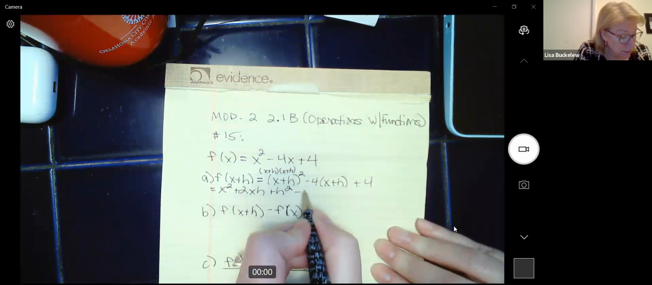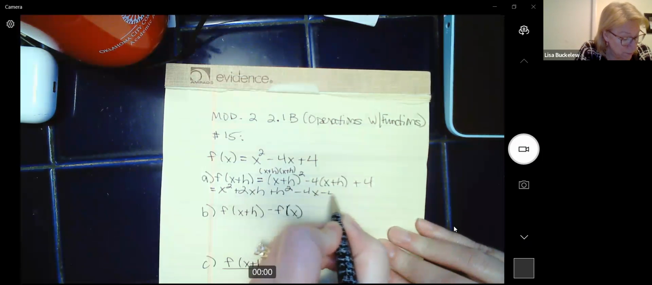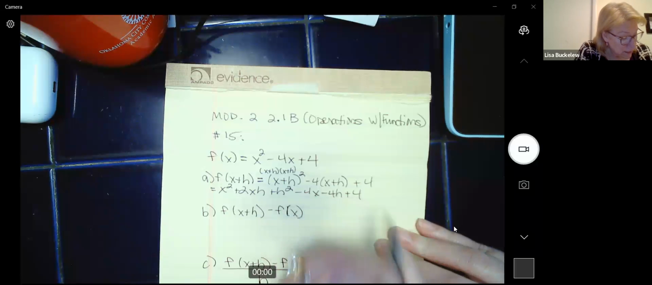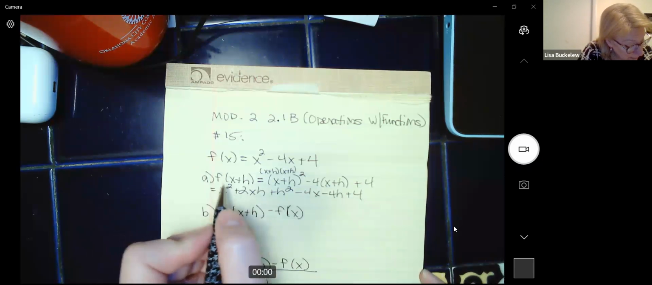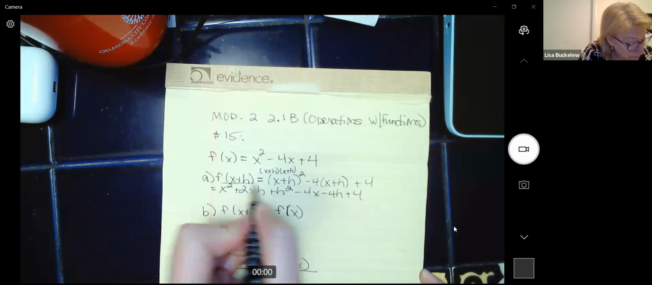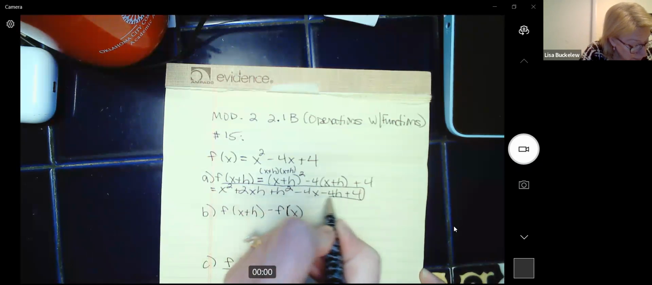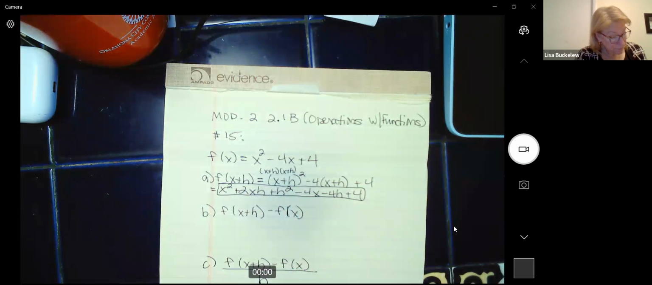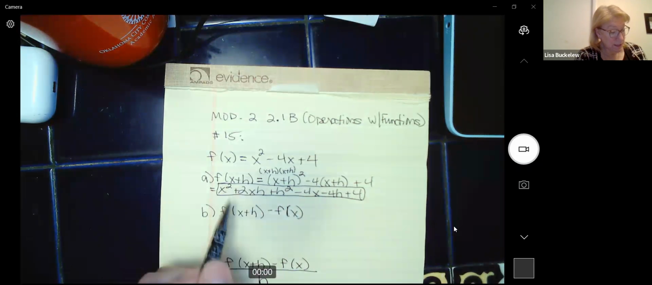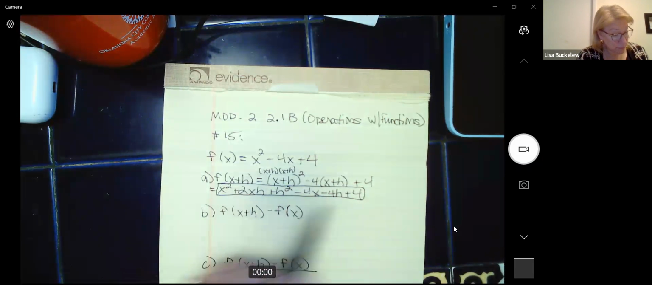Now I'm going to distribute my -4. And then we need to have nothing that can combine. Every one of these is a different type of term, you see. Okay. So that's what happens when you change x to x plus h and then simplify it.